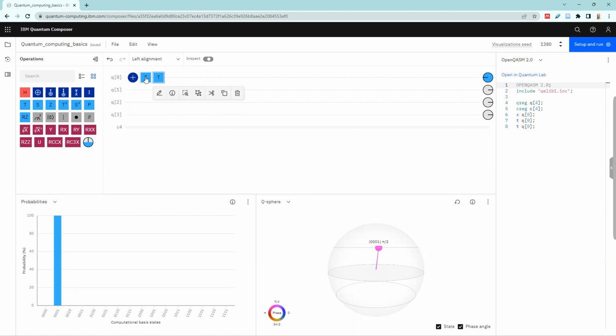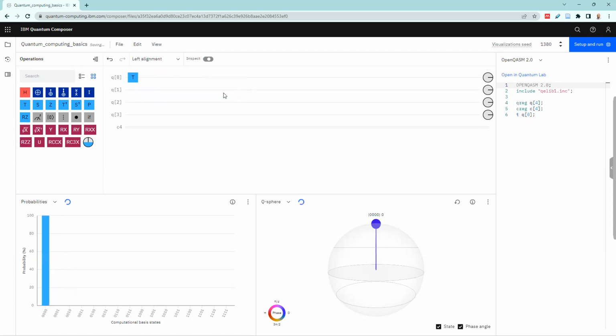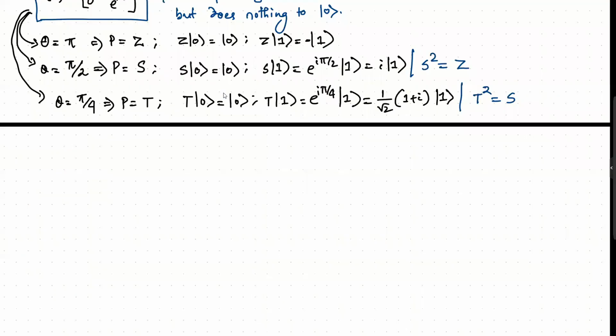and S squared equals Z. You can also just see it. And if you apply the T gate to state 0, it is doing nothing. So we have proved all these single qubit gates now. I wrote it here: S squared equals Z and T squared equals S.